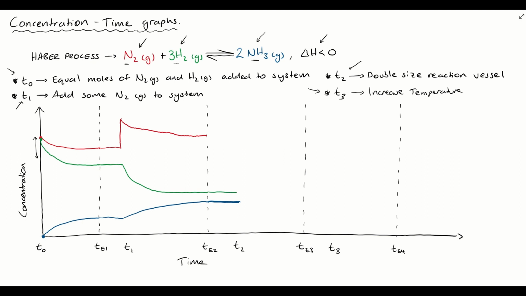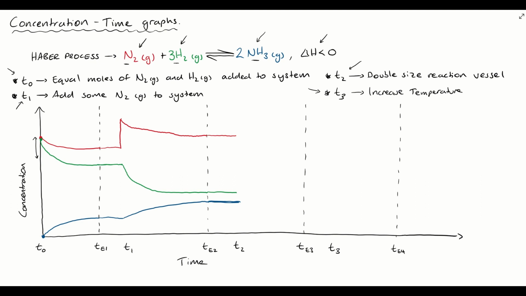So once we've reached a new equilibrium, concentrations remain unchanged. Now what happens at T2 is we're going to double the size of the reaction vessel. So if we double the size of the reaction vessel, all of our concentrations are going to essentially halve themselves. Okay, we've doubled the size, so they have more room to move in. Okay, so we've lowered the pressure.